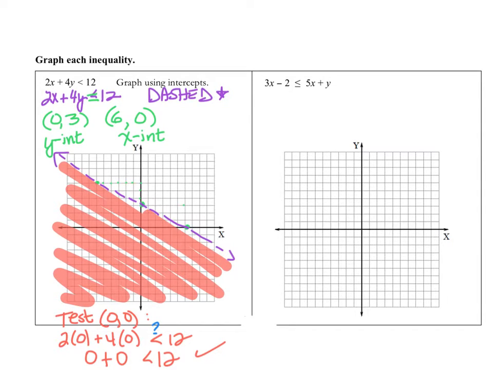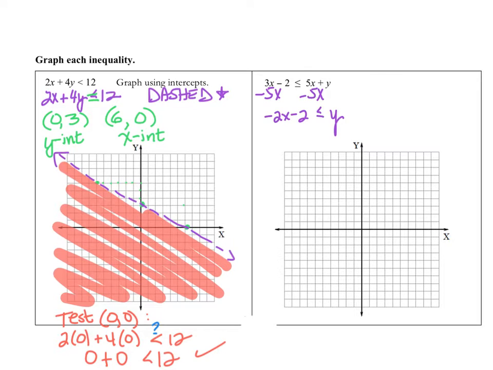All right, now for the next problem, it's not really set up to do intercepts nicely, so this one we're going to go ahead and solve for y. So I'm going to subtract 5x on both sides. So I have negative 2x minus 2 is less than or equal to y. Now, we want the y to be on the left side just because that makes it easier to graph.